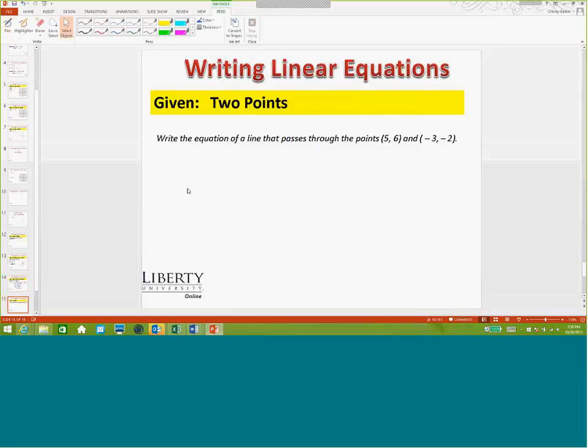Now, one more scenario before we close. What happens if we don't have any slope, but we're just given 2 points, and we're asked to write an equation of a line that goes through those 2 points? Well, remember, the 2 things that we need to know in order to write a linear equation, the first thing we should know, given 2 points, we can figure out what the slope is. Remember, the slope is the change in y, or the difference in the y values compared to the difference in the x values. So if you have 2 points, you can figure out your slope.